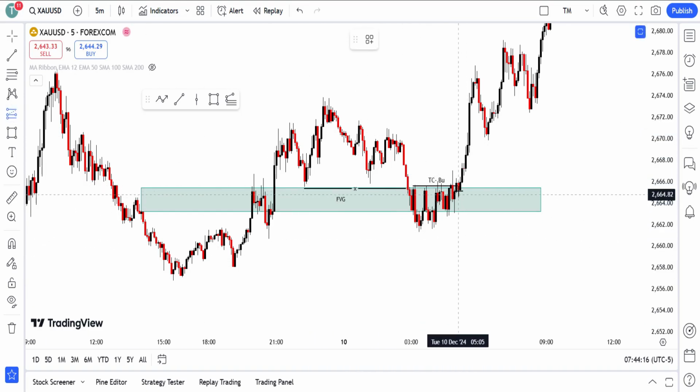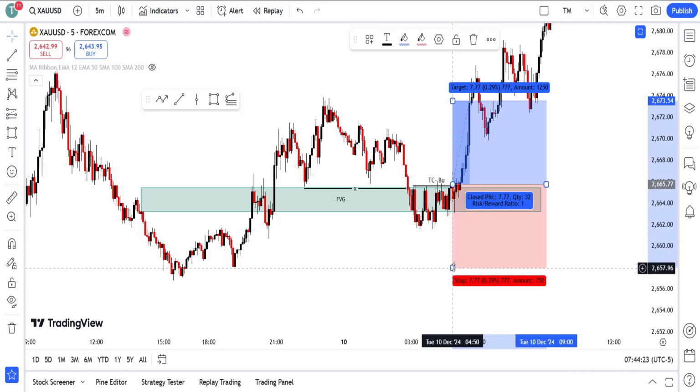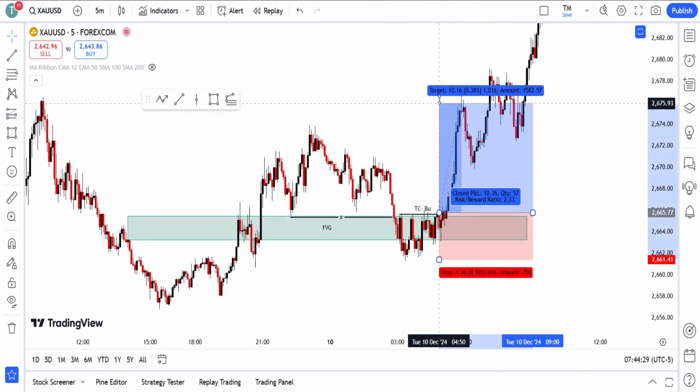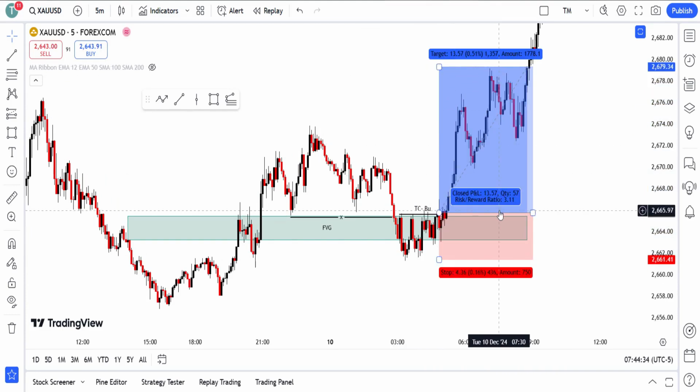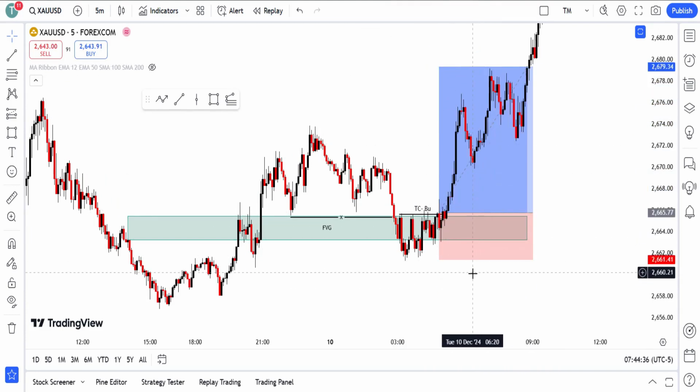Step 6. Enter the trade and set a stop loss. At around 4:35 a.m. New York time, we entered the trade as soon as the market structure shifted. The stop loss was placed just below the most recent 5-minute swing low to minimize risk. Our target was a 1:3 risk-reward ratio, meaning for every $100 risked, we aimed to earn $300.